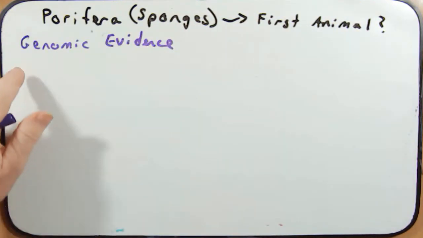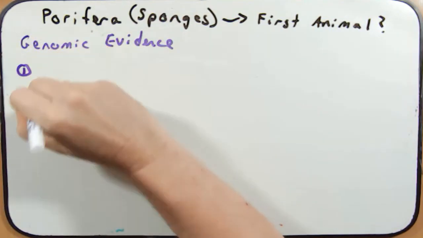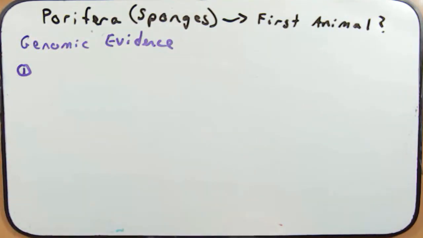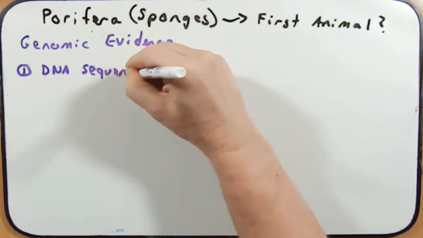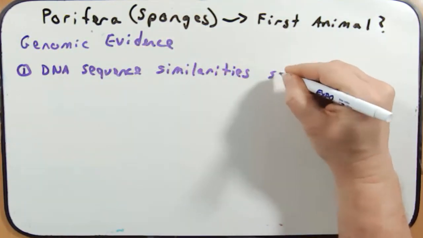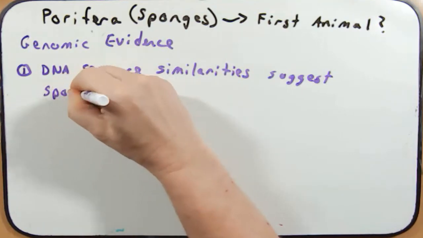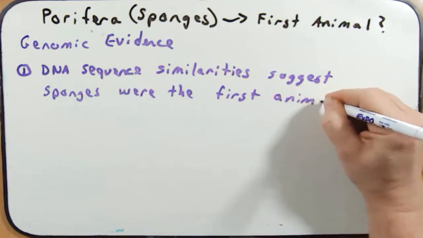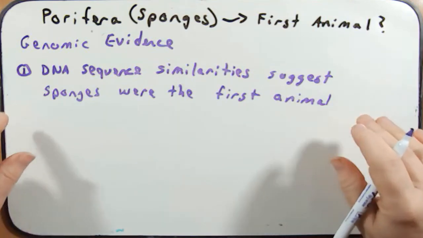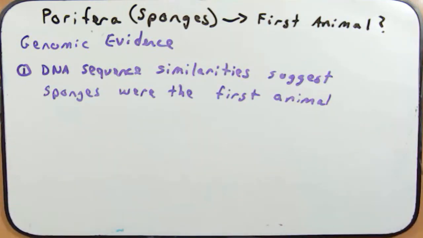Next, let's think about genomic evidence. Simply put, the DNA evidence suggests that the sponges were one of the first animals, and also the closest common relative of the choanoflagellates. Remember that the closer the DNA sequence is between two organisms suggests that they are more closely related.